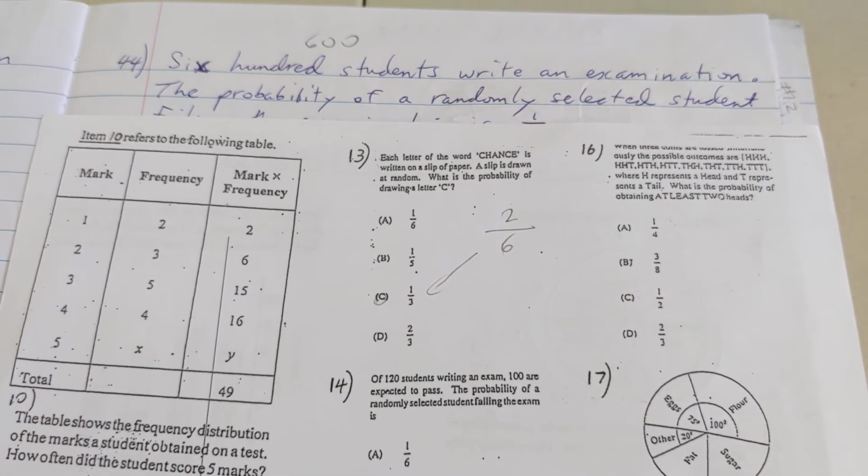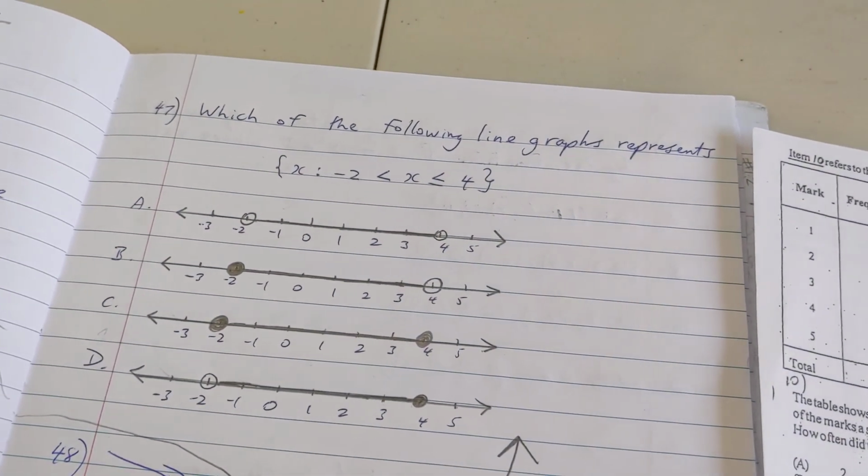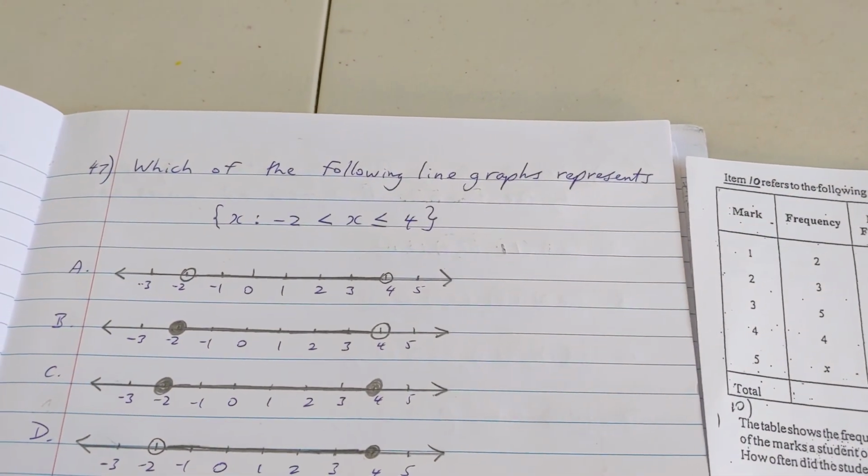Up next, numbers 45 to 52. Yeah, 45 to 52 would be relations, functions, and graphs.